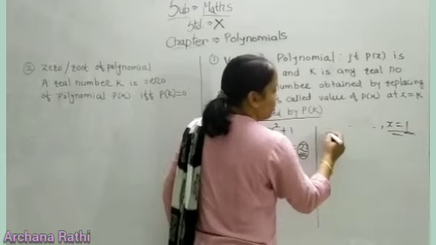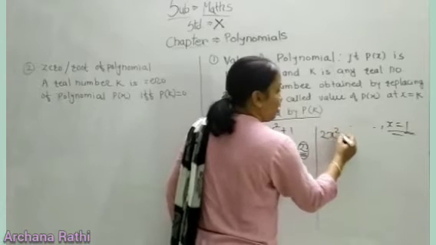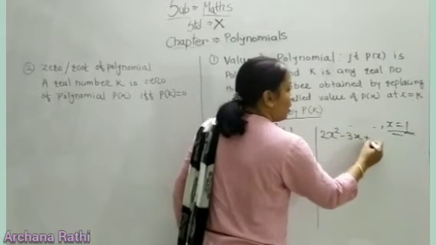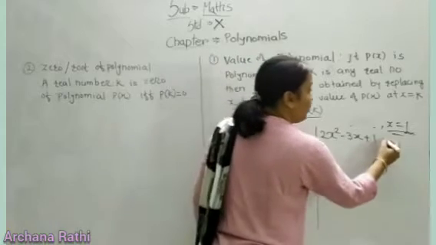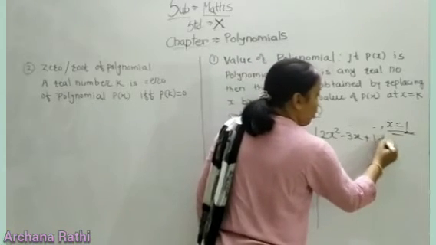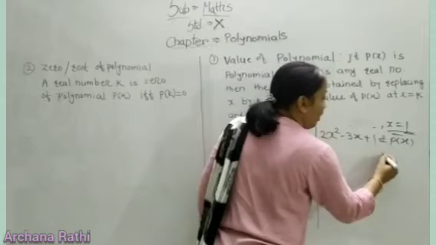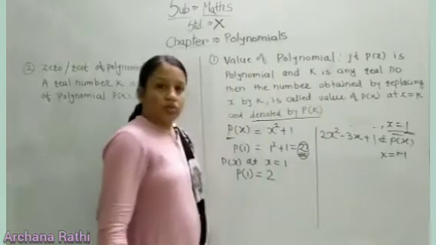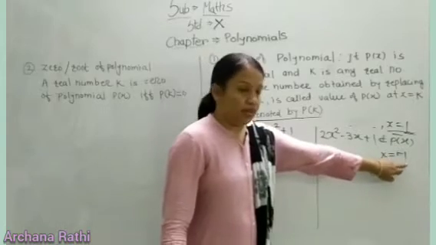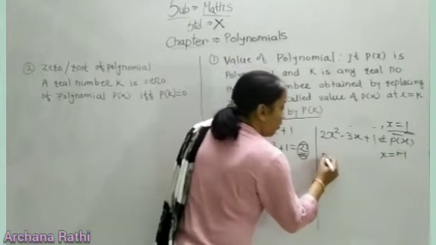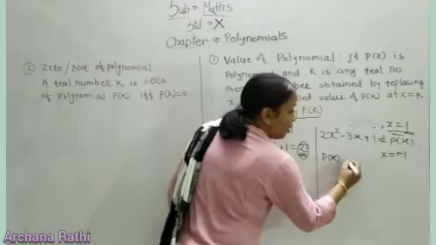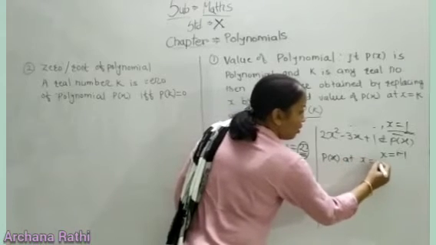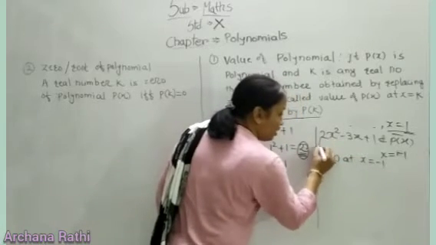Suppose p of x is 2x square minus 3x plus 1. Find the value of this polynomial at x equal to minus 1. Now here k is minus 1. You have to find p of x at x equal to minus 1. So your p of x is this.